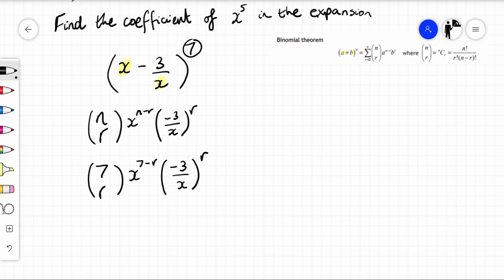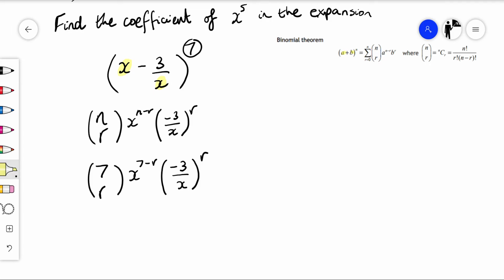At this moment we can't just go ahead and say that set r equals 5. It's a wee bit awkward. What we're going to want to do is simplify our x terms. We've got x's here and x here. I'm just going to do this over at the side. See this minus 3 over x to the power r? That is the same as minus 3 to the power r over x to the power r. I hope that's okay. But with this x to the power r, I'm going to want to take this to my numerator.